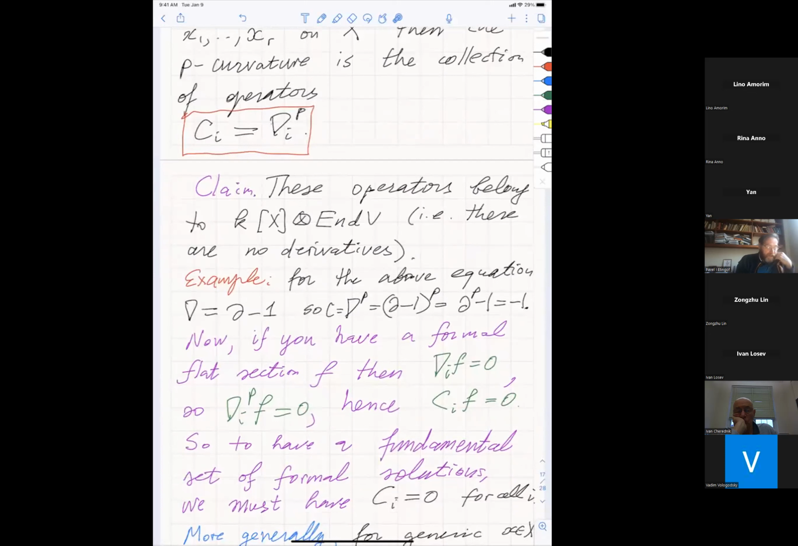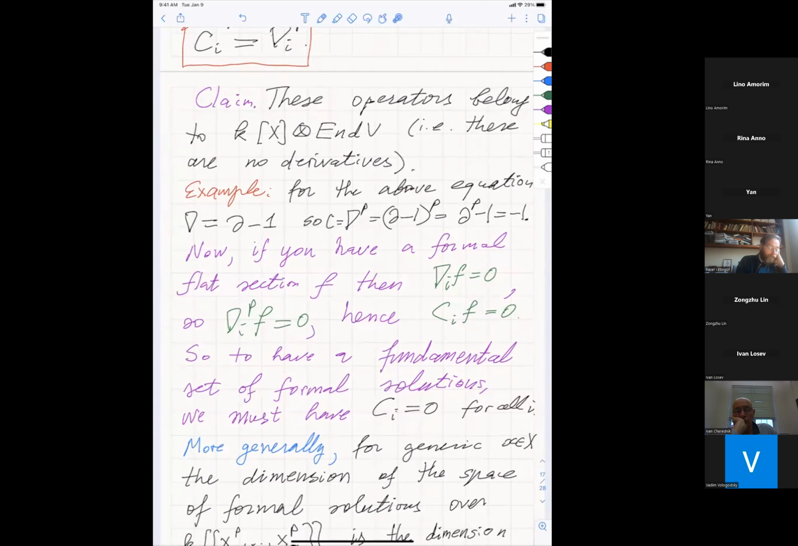Now, why does this thing have to vanish in order to have a full set of solutions? Well, if you have a flat section F, which means nabla_i F equals 0, then of course nabla_i to the p times F is also 0, and therefore C_i of F is 0. So in order to have a fundamental set of formal solutions, we need to have all C_i be 0. For example, if C_i is invertible for some i, this means that we have no non-zero solutions at all. If C_i is not invertible but not 0, this means that the dimension of the space of solutions will be smaller.